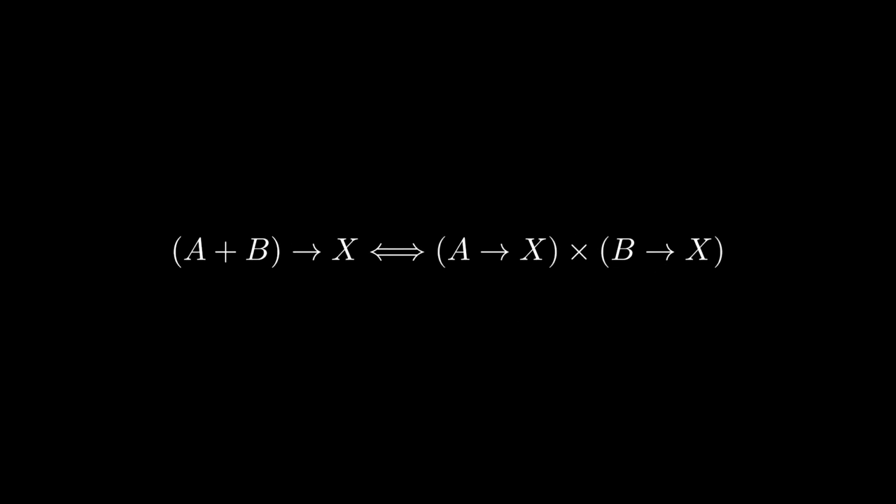So we can conclude that having a function that maps A or B to X is equivalent to having two functions, one of which maps A to X and the other maps B to X. This is our second observation.